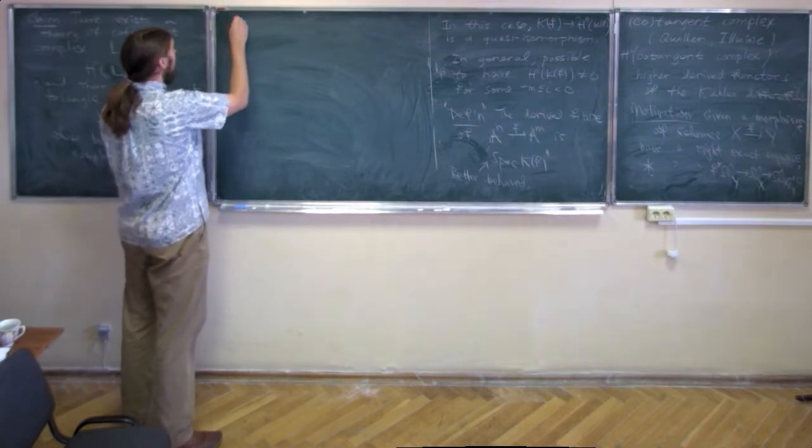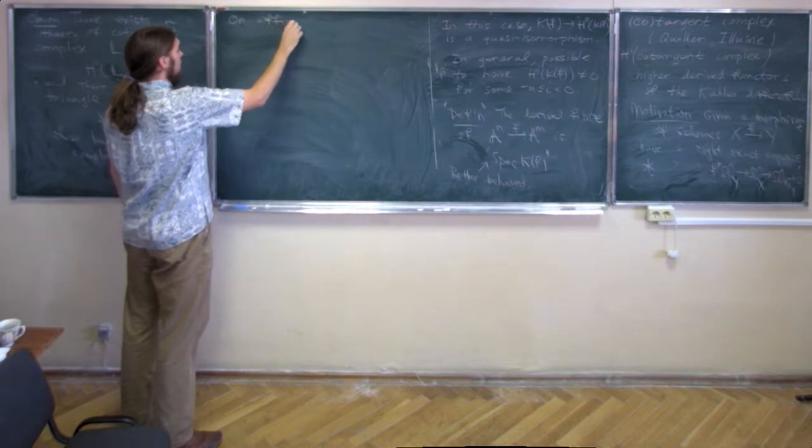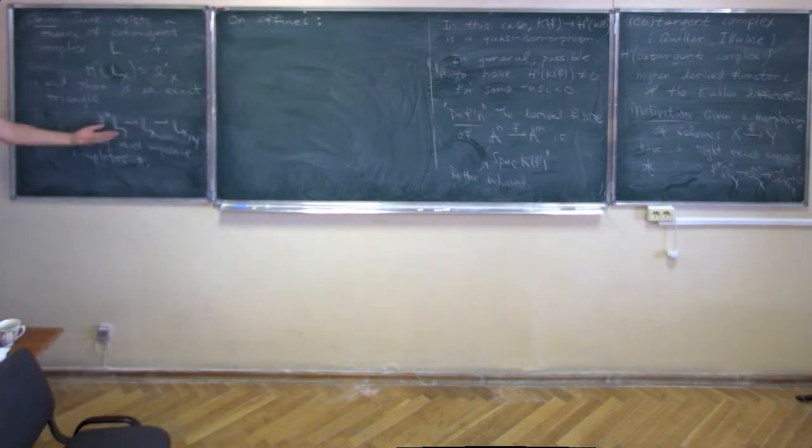So on affines, the theory looks like the following. In order to compute derived functors, you're going to have to resolve something. But this is going to be a non-abelian resolution. It's going to be a resolution of algebra functions on x or on y.